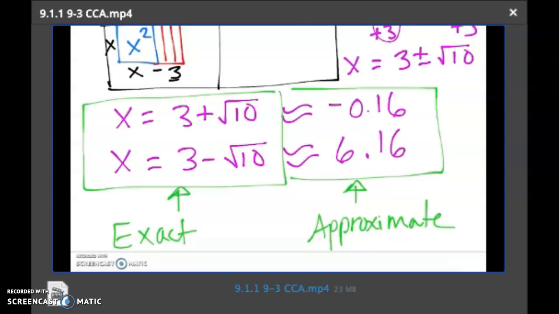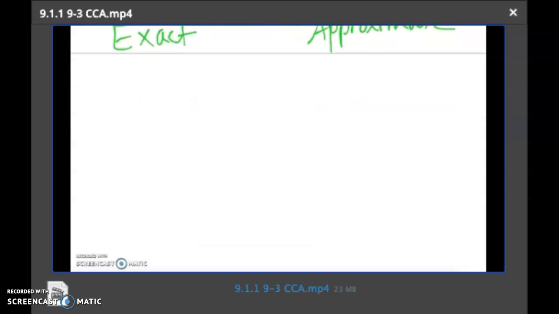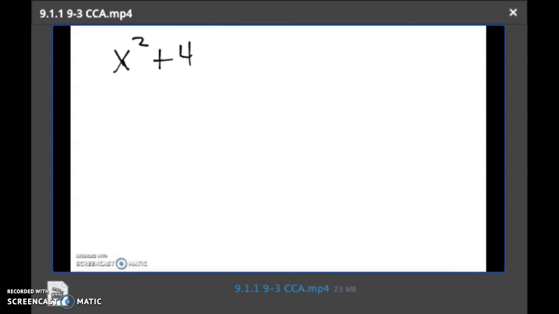Okay, we're going to do this for the next problem in problem 9.3. The next problem they give us is x squared plus 4x minus 5 equal to negative 2.